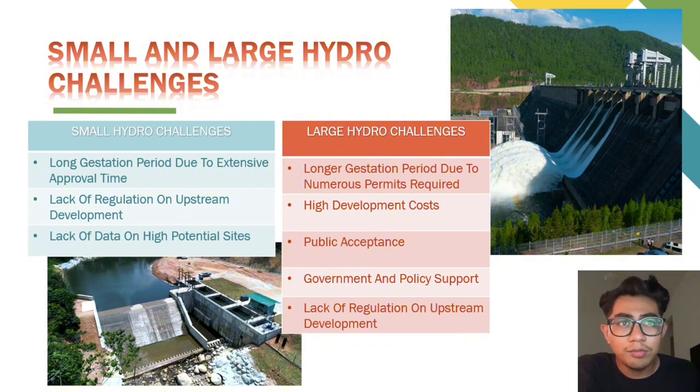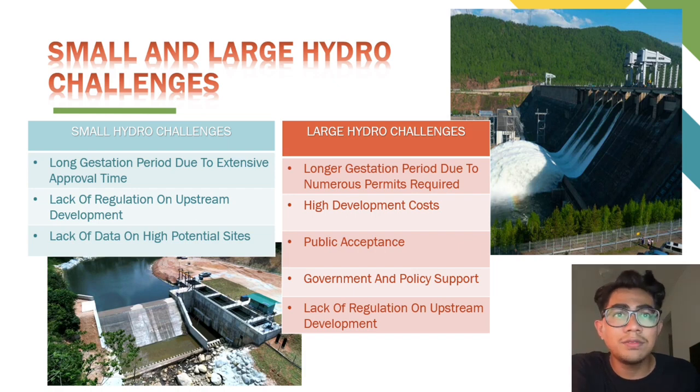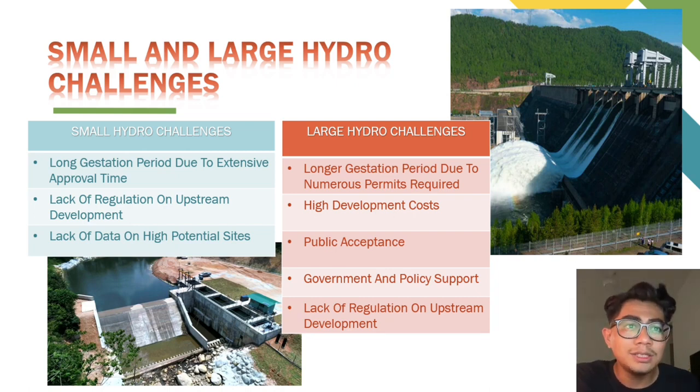Next, lack of regulation on upstream development. The absence of comprehensive regulation governing upstream development poses a challenge for small hydro projects. Issues related to land use, environmental impact assessment and community engagement in the upstream areas can lead to uncertainties and delays in project execution. Lack of data on high potential sites is also a key challenge faced by the RE industry in Malaysia.